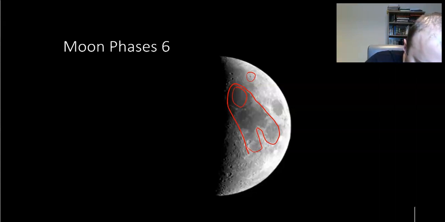But if we think about the craters we saw initially, they were over here. Their shadows are almost invisible now. And that is actually making the craters a lot more difficult to see.